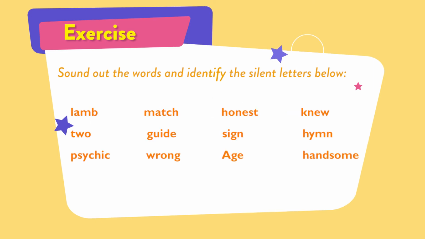So there you have the words in which you had to circle or write that letter which is silent in each of those words. Let me quickly call the words back so that you could review your answers before we check them. Lamb, two, psychic, match, guide, wrong, honest, sign, age, new, him, handsome.